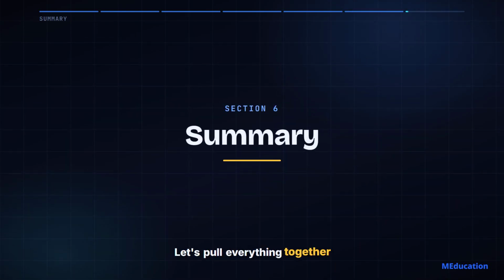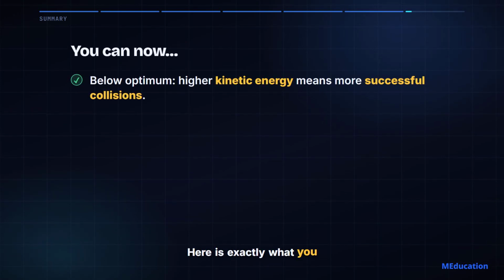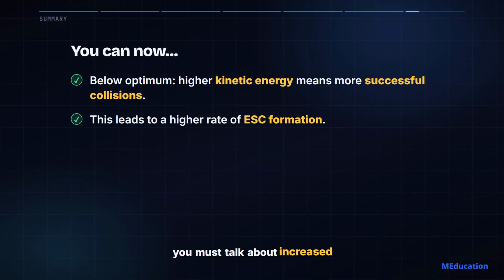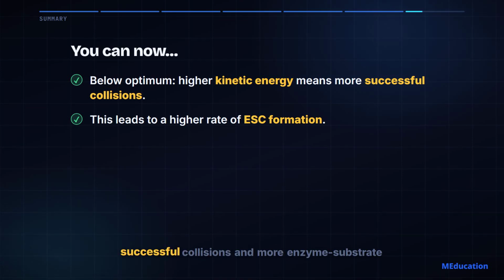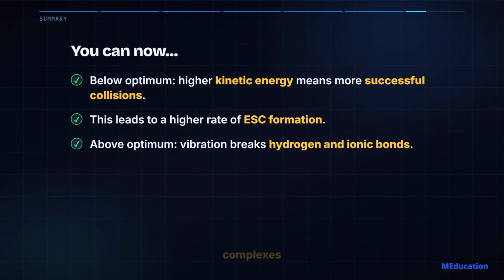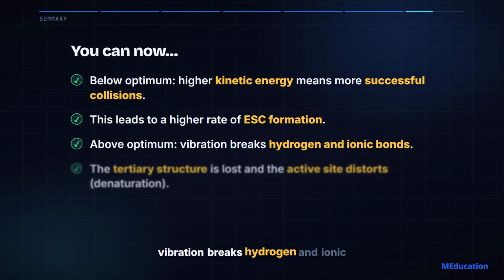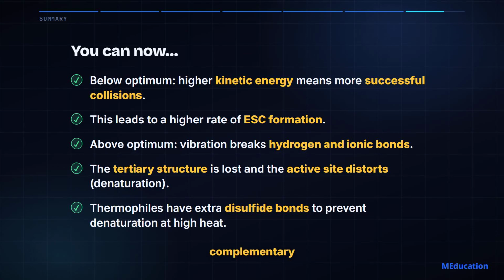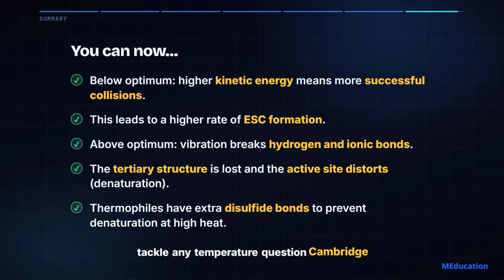Let's pull everything together. Here is exactly what you need for the exam. Below the optimum, you must talk about increased kinetic energy leading to more successful collisions and more enzyme-substrate complexes. Above the optimum, you must state that thermal vibration breaks hydrogen and ionic bonds, the tertiary structure is lost, the active site distorts, and it is no longer complementary. And never, ever write that an enzyme dies or that peptide bonds break. You are now ready to tackle any temperature question Cambridge throws at you.